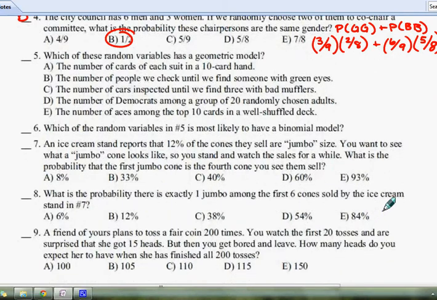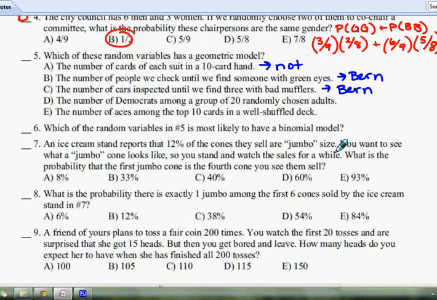Now for number 5, when we're talking about a geometric model, remember our first requirement in order to be Bernoulli, we have to have 3 things. We have to have success or failure, we have to have independence, and we have to have a constant probability of success. Number of cards of each suit in a 10-card hand, well, that is not independent. The probability will change. The number of people we check until we find somebody with green eyes, that fits all conditions. So this is Bernoulli, not binomial, I'm just saying Bernoulli. Number of cars inspected until we find 3 with bad mufflers, muffler or no bad muffler. Constant probability, and those should be independent, so that does fit a Bernoulli trial.